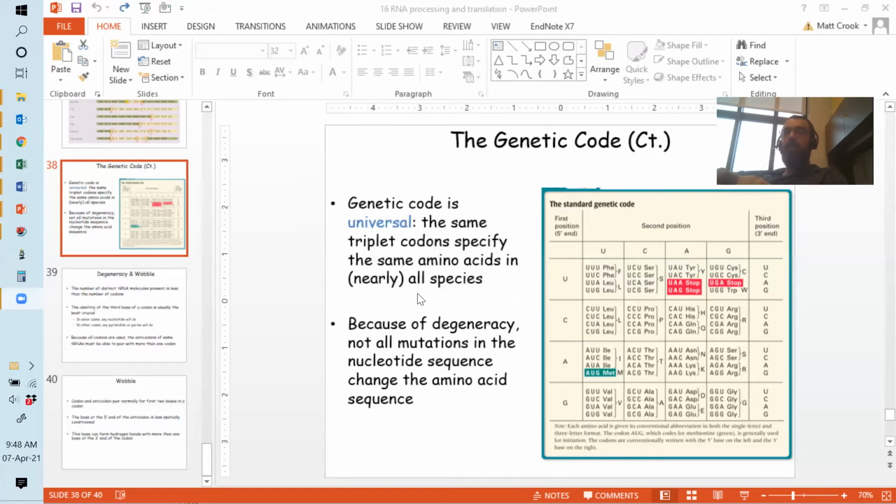Okay, so wobble is a much more handshaky kind of deal. You actually just have to look at the codon table and see whether or not that third base is important and how important it is. Generally speaking, it is less important, but that doesn't mean it's not important.